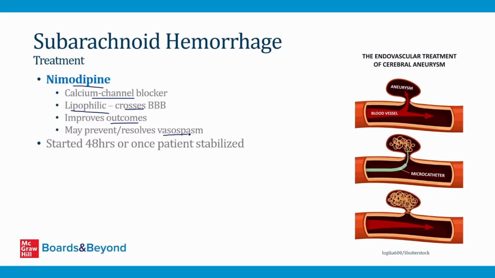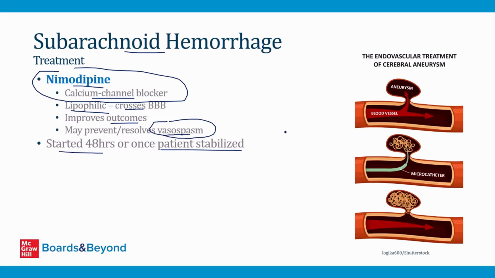That's believed to be one of its mechanisms of action, although there have actually been some elegant studies that have shown that the drug improves outcomes even in patients who don't have vasospasm. So we don't completely understand how it works, but the bottom line is that this calcium channel blocker is almost always given to patients with subarachnoid hemorrhage to improve outcomes generally and also to prevent vasospasm. In most patients, you start this drug at 48 hours after the onset of their bleed, or sometimes sooner if the patient has become stabilized.